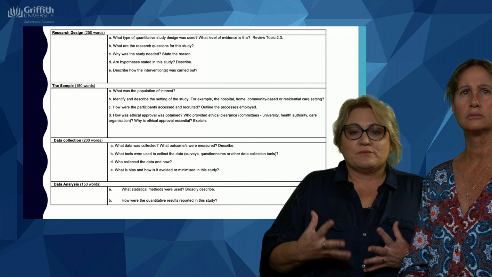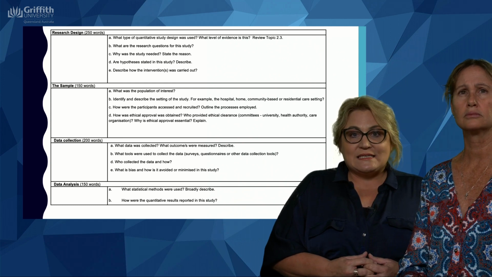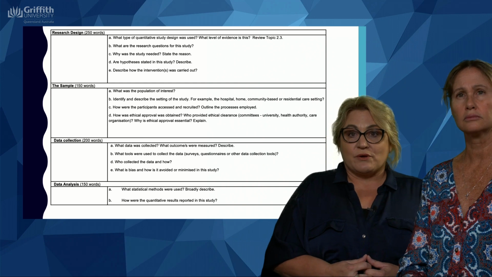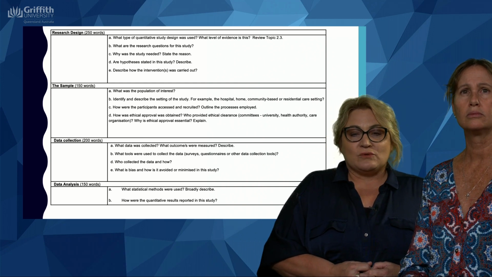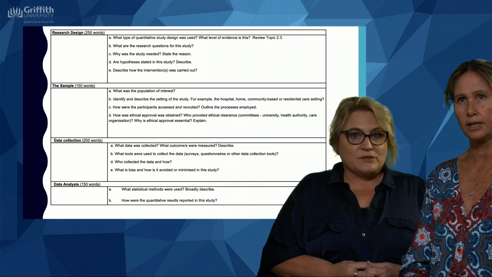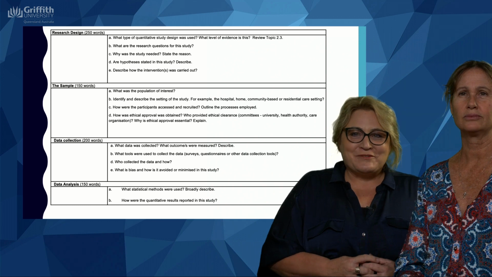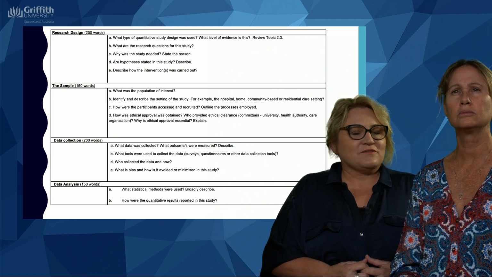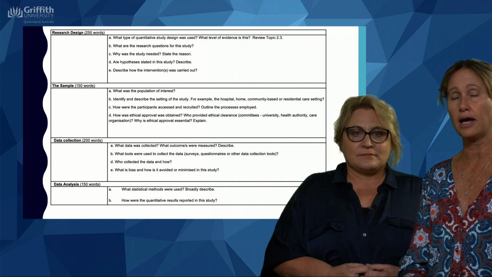So is it hospital, community, at home? And you can see where the participants accessed and how were they recruited. So we want to outline that process as well. And also around ethical approval. So we do want to see in a succinct 150 words, and that's often the hard part, how to define the sample. And then data collection and data analysis.